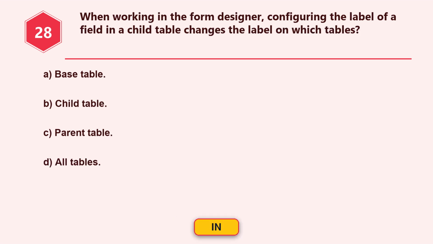Question 28. When working in the Form Designer, configuring the label of a field in a child table changes the label on which tables? Option A. Base table. Option B. Child table. Option C. Parent table. Option D. All tables.